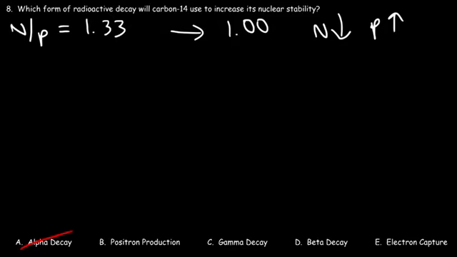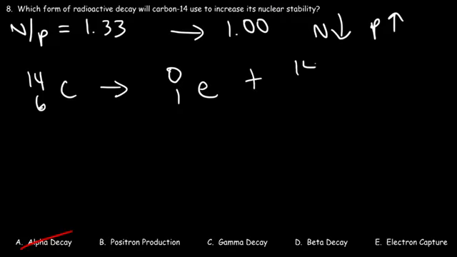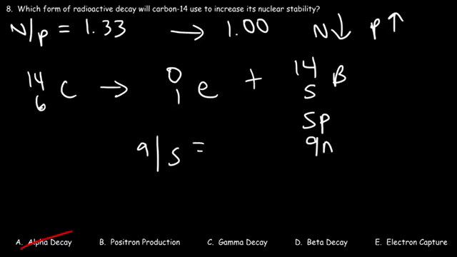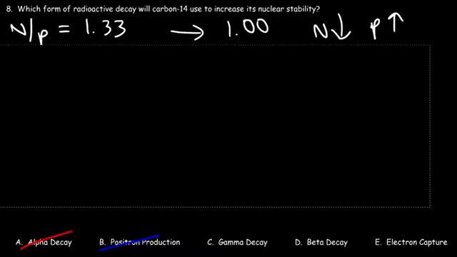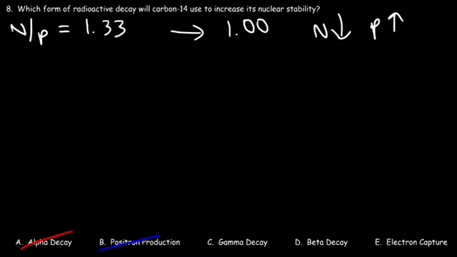So what about positron production? Let's try that. A positron is basically the antiparticle of an electron, just with a positive charge. The mass is going to be the same, but the atomic number is going to be 5 now instead of 6. And 5 is for boron. So we have 5 protons, 9 neutrons, and 9 divided by 5 is a big number, it's 1.8. So that's not going to happen. Positron production will make the nucleus less stable. So we can't use that. Now let's jump to E, electron capture.